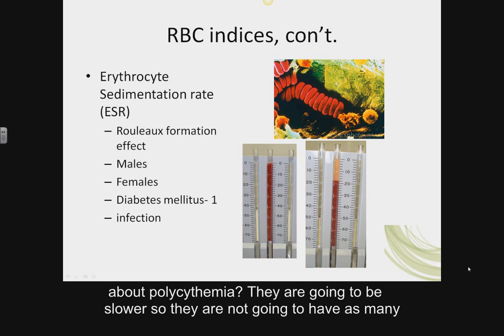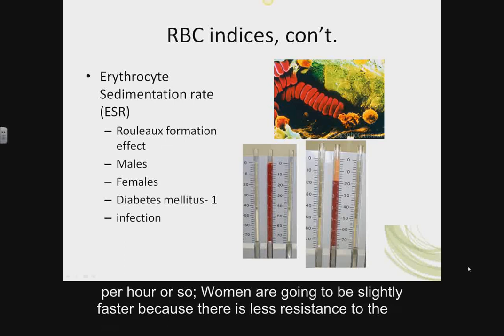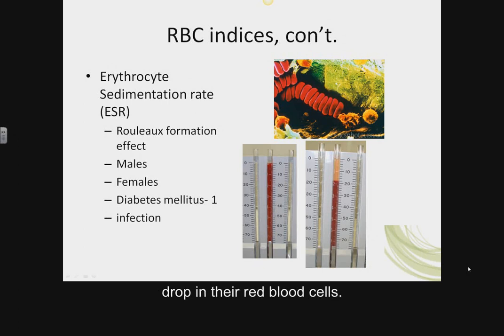What about polycythemia? Those are going to be slower, so they're not going to have as many millimeters per unit of time. Like I said, average values in healthy men are roughly 15 millimeters per hour or so. Women are going to be slightly faster because there is less resistance to the drop in their red blood cells.